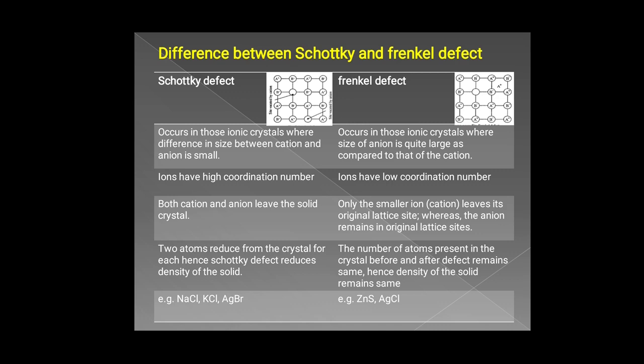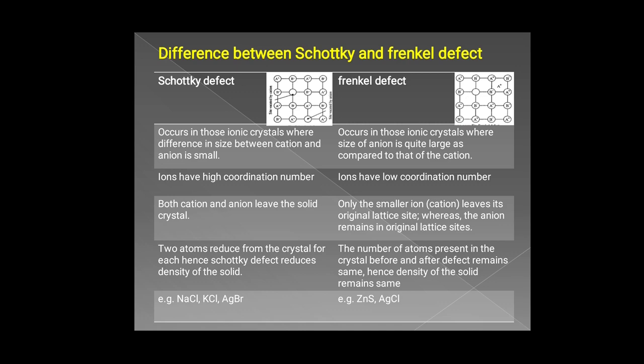So the cation will of course be smaller than the anion, but this difference in size won't be much higher, so it will be very small. Then only both can be missing at the same time. While in the Frenkel defect, if you see, the anion is quite large as compared to the cation. So the cation is so small as compared to the anion. That is the reason why this cation can be shifted to the interstitial space.